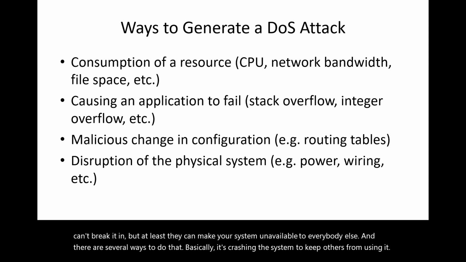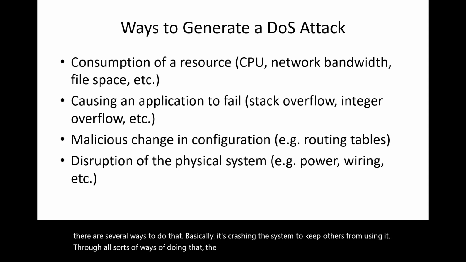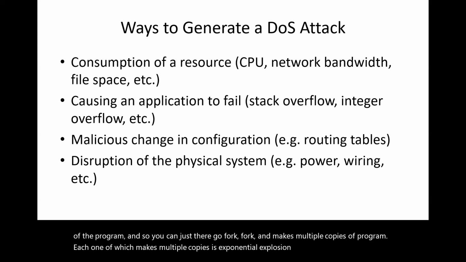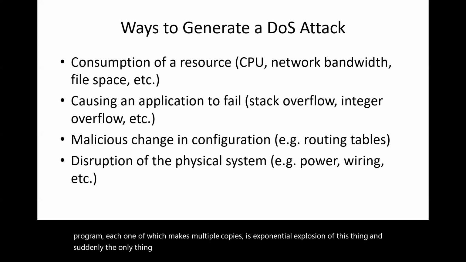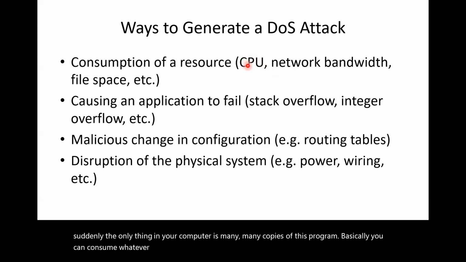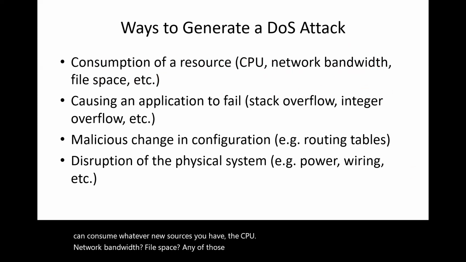There are all sorts of ways of doing that. The example we've always used is the fork loop. Fork is a function in multiple languages that creates a new process, a new thread. It creates another copy of the program. And so you can just go fork, fork, fork, and it makes multiple copies of the program, each one of which makes multiple copies. There's an exponential explosion of this thing. And suddenly the only thing in your computer is many, many copies of this program. Basically, you consume whatever resources you have: the CPU, network bandwidth, file space, any of those work. You have a program that goes out there and consumes them all.